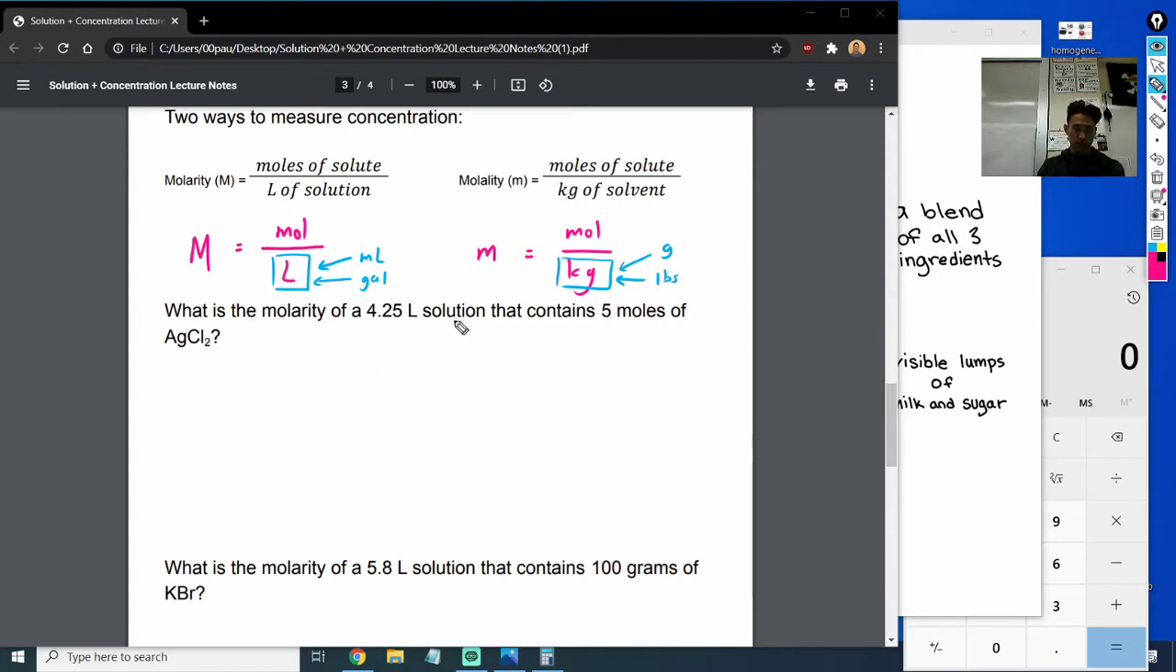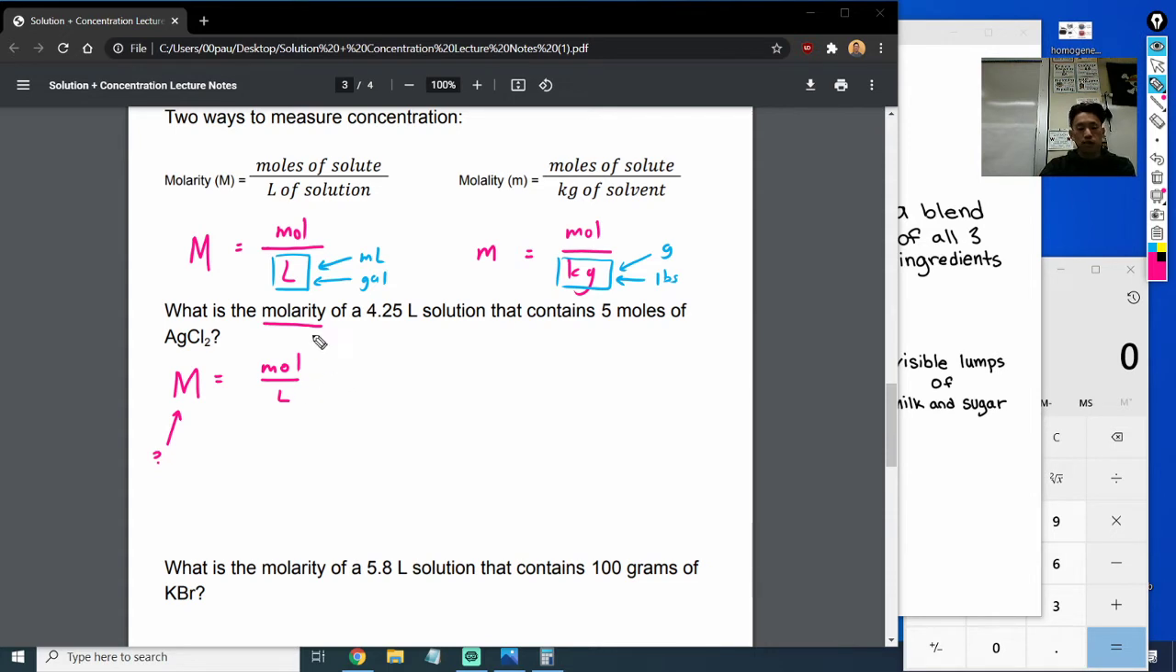Okay, so let's do a few examples. In this problem, it's asking us what is the molarity. So that means automatically, before even reading the rest of the problem, I know I'm using this formula right here, moles over liters, because I'm looking for molarity. And specifically, I'm looking for capital M, which means that I need to plug in the moles and I need to plug in the liters.